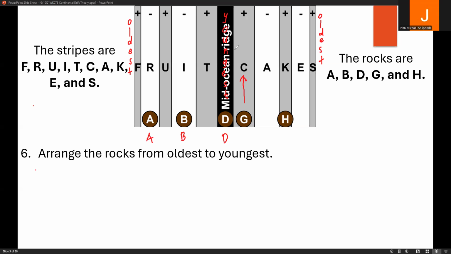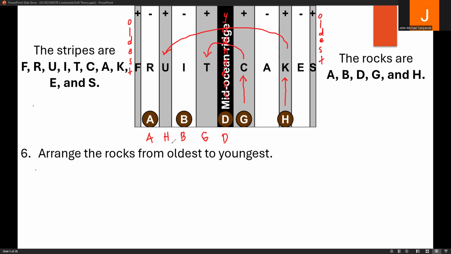because seafloor spreading occurs both ways, no? Therefore, there are stripes that have the same age. So C has the same age as letter D, so we can situate letter G between D and D that way. Okay? Now, for letter H, which belongs to stripe K, stripe K has the same age as stripe U. So therefore, we can transfer letter H between A and B this way.